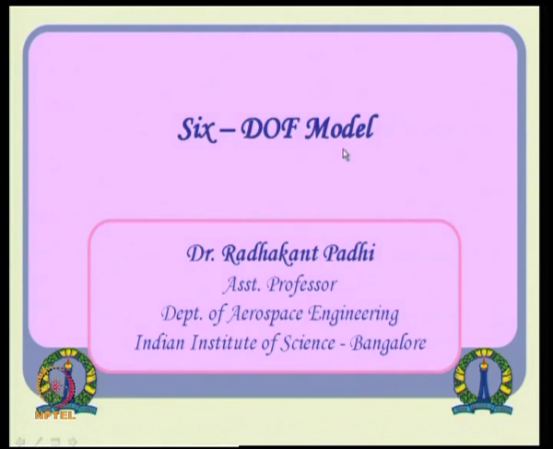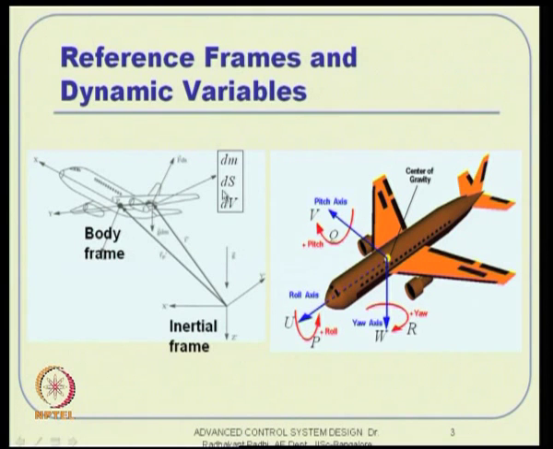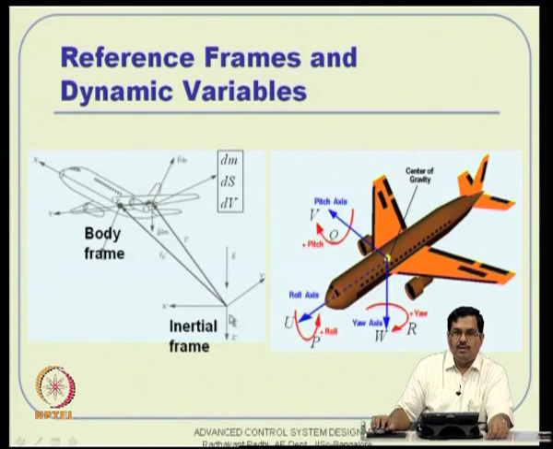So this 6 degree of freedom model, what we discussed last class, is essentially a relationship between two coordinate systems. One is the inertial frame, which you can visualize as fixed on the surface of Earth somewhere, and then there is a body frame which is attached to the body. About the body frame we discussed several dynamic variables, which consist of UVW and PQR. UVW are velocity components along body X, body Y and body Z, and around those axes there are rotation rates called roll rate, pitch rate and yaw rate. We have discussed that in detail before as well.